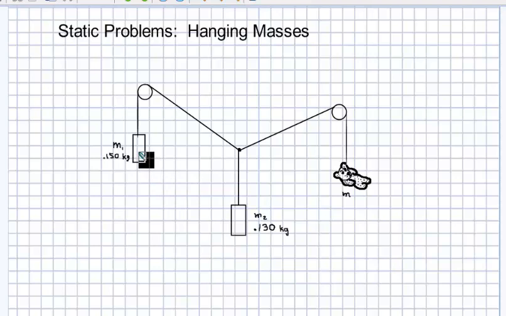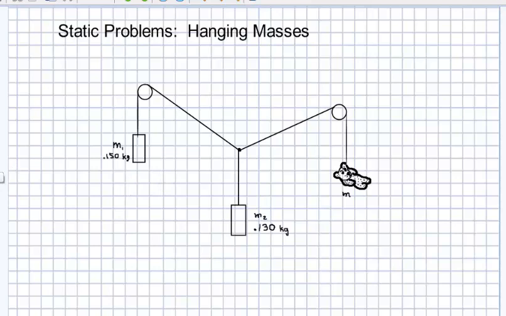Supposing we have two hanging masses tied together by a little knot, and then a third hanging mass, which is unknown, draped over a pulley. This little stuffed teddy bear is hanging there. And our goal is to find the mass of the stuffed teddy bear. So how do we attack such a problem?